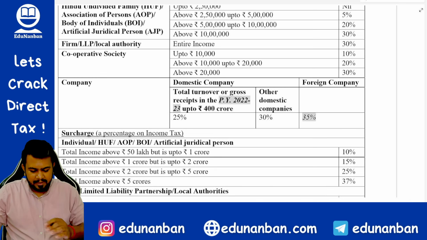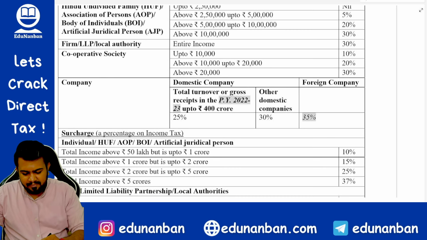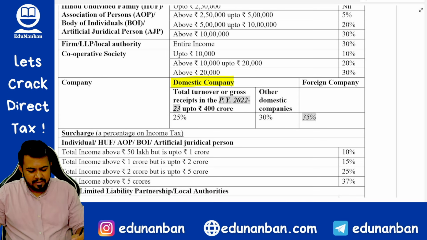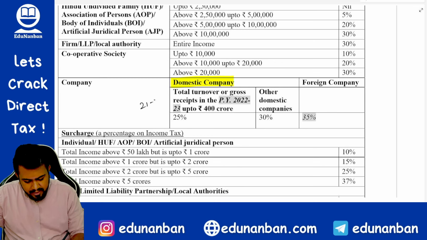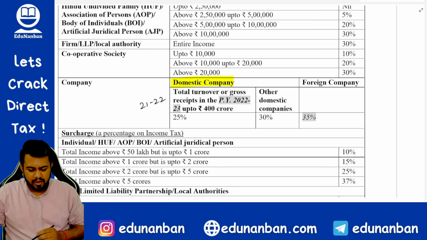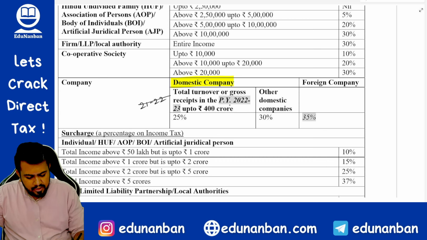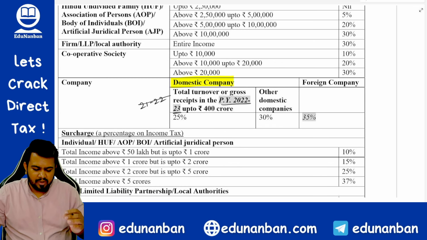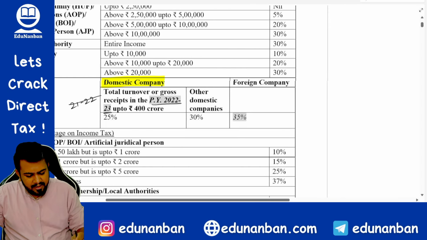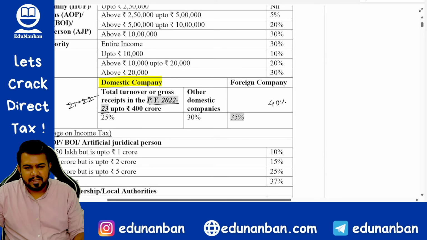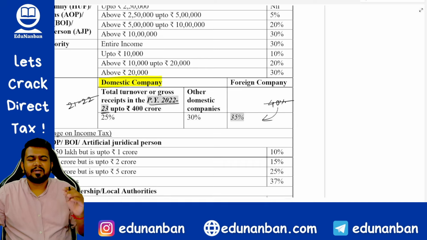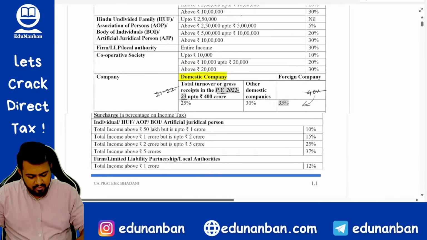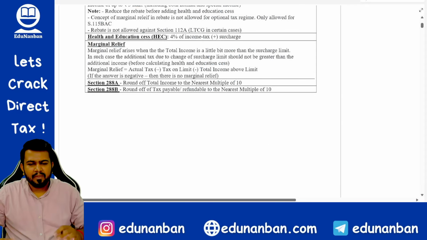Now let's come to company tax rates. There is a small change in domestic company as well as foreign company. For domestic company, earlier you used to see whether the turnover of previous year 21-22 is up to 400 crores or not. Now you should not see 21-22, you should see previous year 22-23, whether the turnover is up to 400 crores or not. Then in foreign company, earlier the rate was 40%, now the rate has been reduced to 35%. So that is a change for foreign company tax rate. Other than that, the provisions are the same, rates are the same, calculation also same.